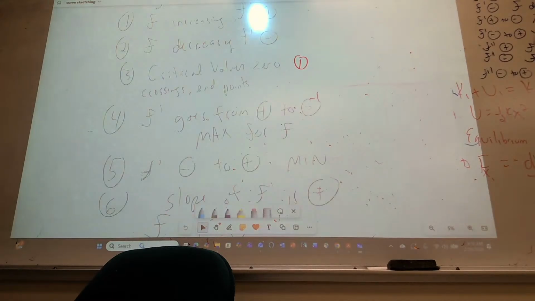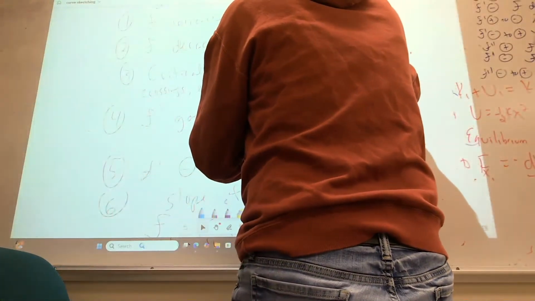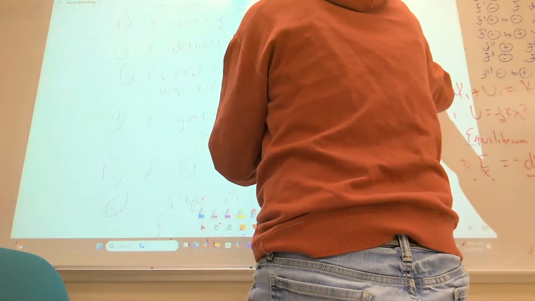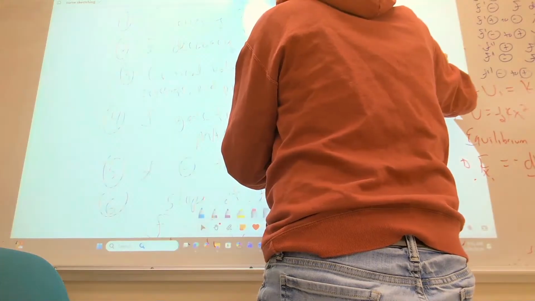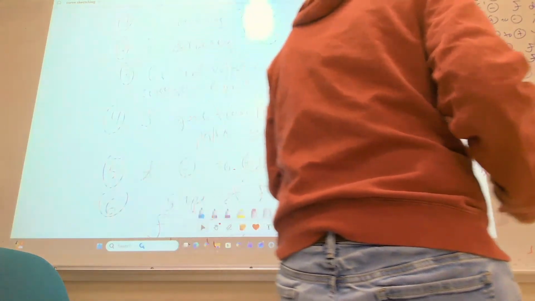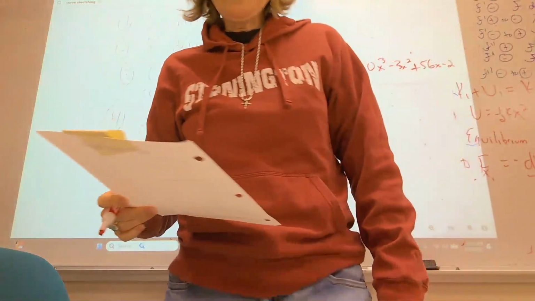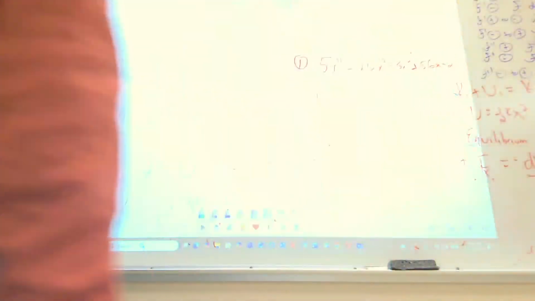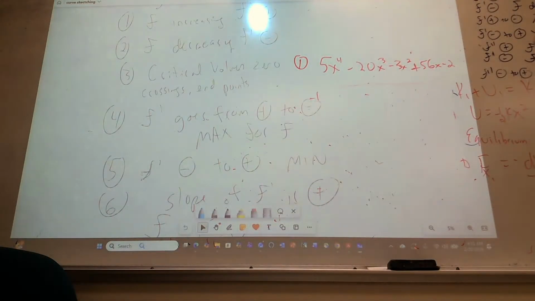We're going to start with getting intervals of increase and decrease and extreme values, and you should use graphs. So we take our derivative, 5x^4 - 20x^3 - 3x^2 + 56x - 2. Then you're going to read from that graph wherever it's positive. That's going to be an interval of increasing.